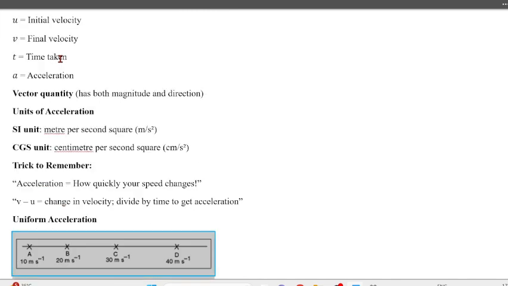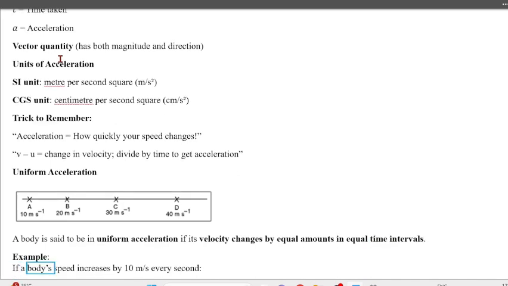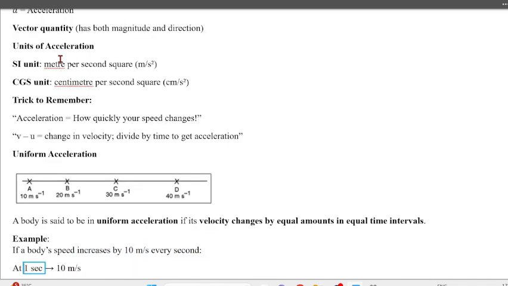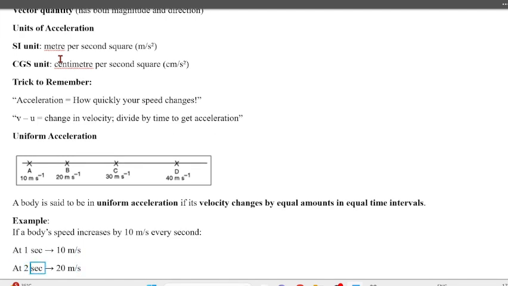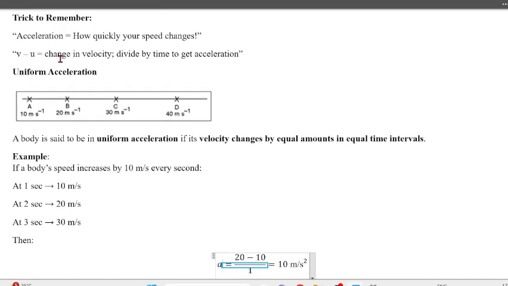Uniform acceleration. A body is said to be in uniform acceleration if its velocity changes by equal amounts in equal time intervals. Example: if a body's speed increases by 10 m/s every second, at 1 second 10 m/s, at 2 seconds 20 m/s, at 3 seconds 30 m/s, then a equals (20 minus 10) over 1 equals 10 m/s².